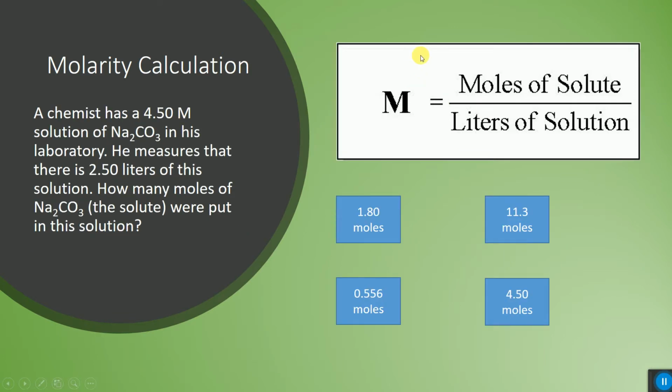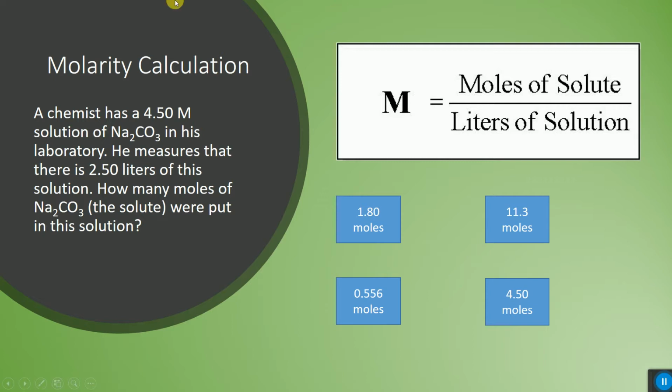And here's another example for you. A chemist has a 4.5 molar solution of Na2CO3 in his laboratory. He measures that there is 2.5 liters of this solution. How many moles of Na2CO3 were put in the solution? Now this is a little different because you've been given the molarity and now you need to calculate the number of moles. But again, same as before, we just use the formula.